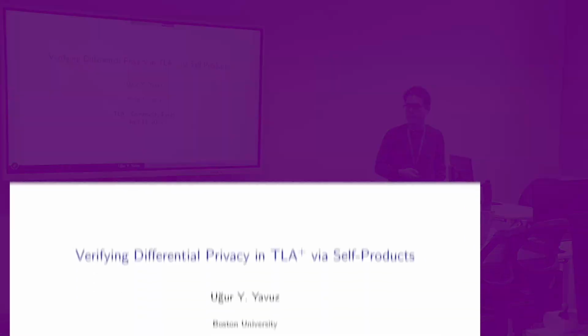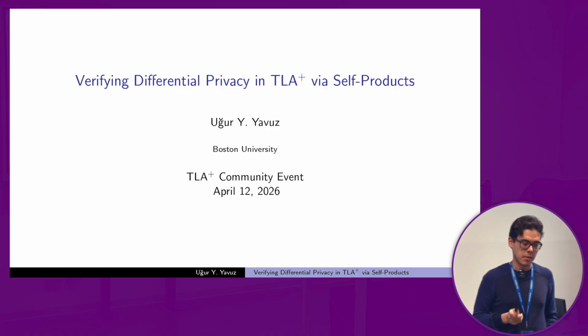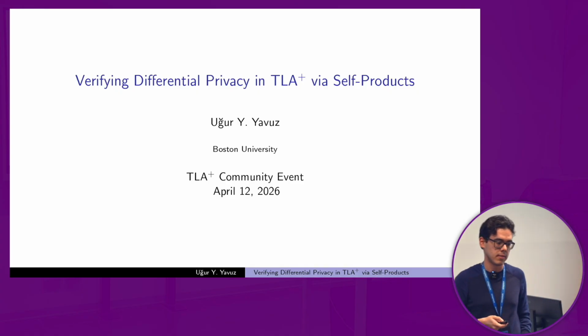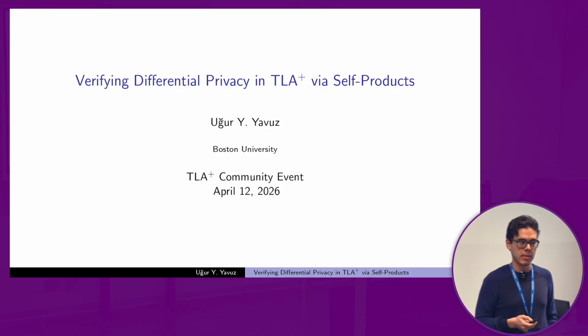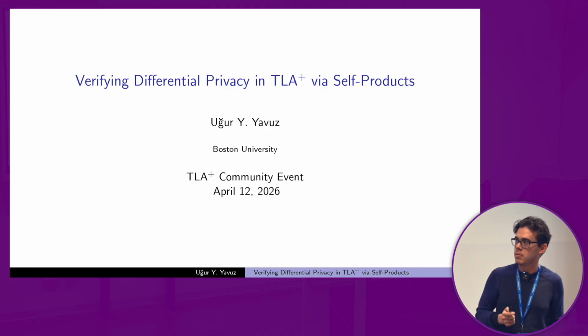Today, I'll be talking about verifying differential privacy in TLA+ using a technique called self-products. The goal is to bring rigorous and machine-verifiable privacy proofs into the TLA+ ecosystem, and we have achieved this by adapting a 2014 result by Barth and colleagues. And I'll first start with some motivation.